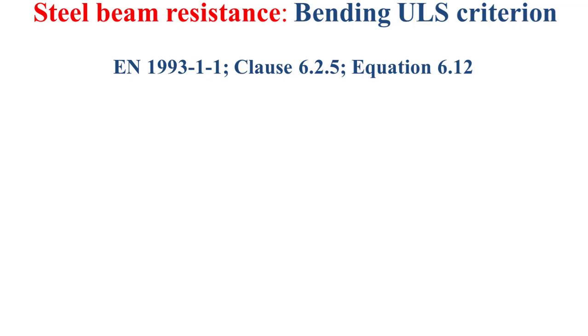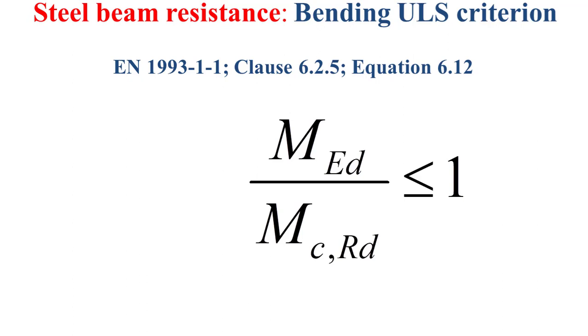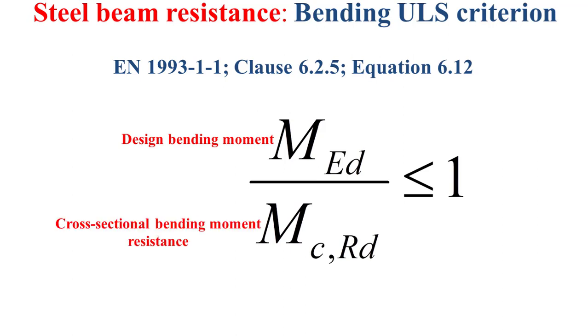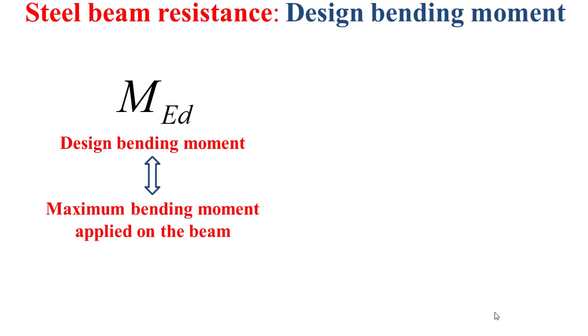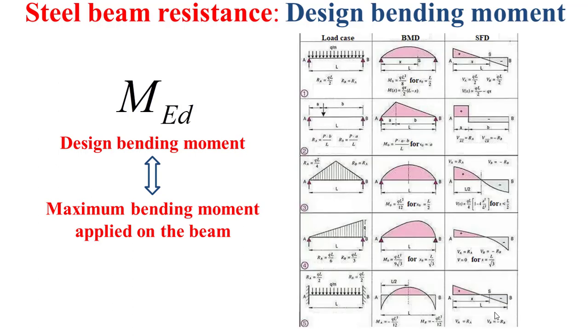associated to the European standards 1993 as MED divided by MCRD lower than 1. This means that the MED, which is the design bending moment, should be lower than the MCRD, which is the cross-sectional bending moment resistance. So the design bending moment MED can be simply seen as the maximum bending moment applied on the beam, which is determined based on the BMD, the bending moment diagram, depending on the load case as it is depicted by the table that you see now in this slide.